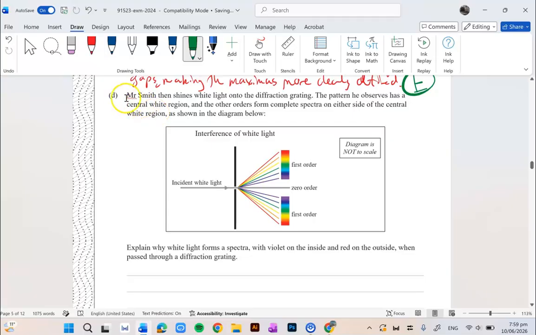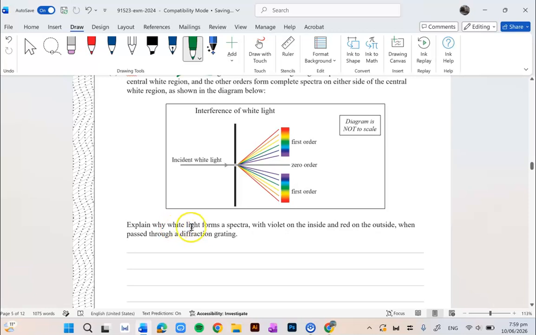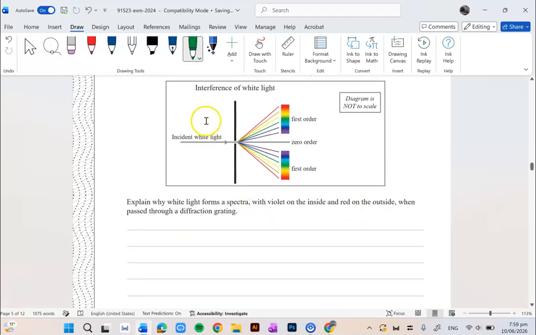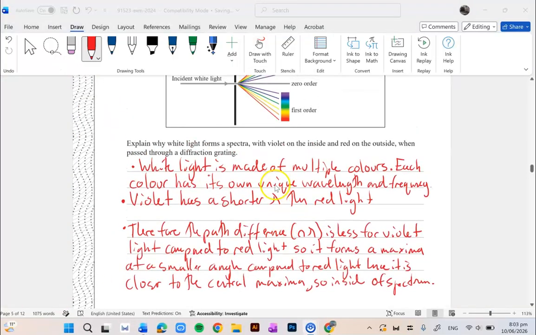So, last question. We've got white light shone onto the diffraction grating. The pattern he observes has a central white region, and the other orders form complete spectra, which is a range of colors on either side of the central white region. Explain why white light forms a spectrum with violet on the inside and red on the outside when passed through a diffraction grating. There are two ideas you need to know here, and I'm going to write it down and talk about it.